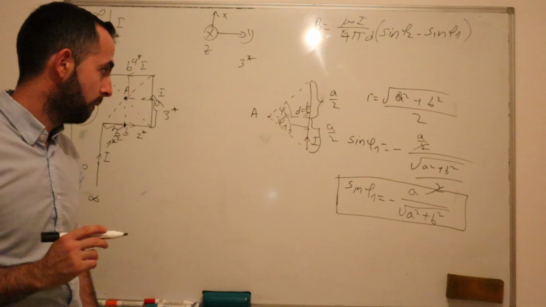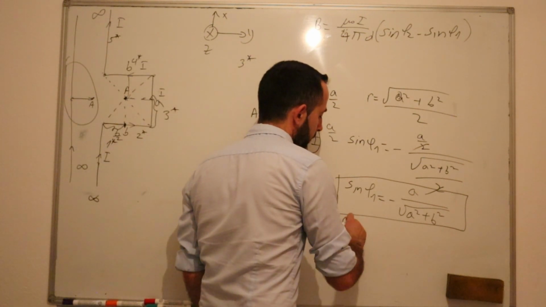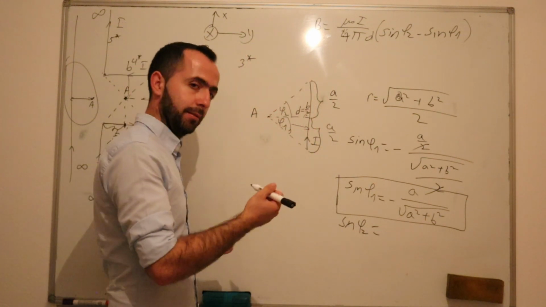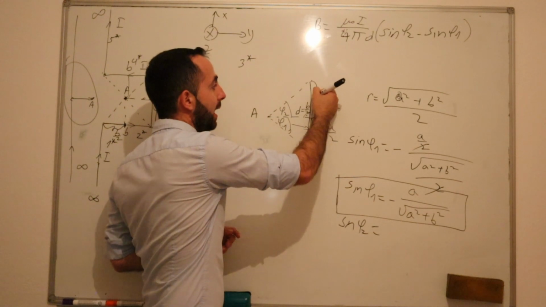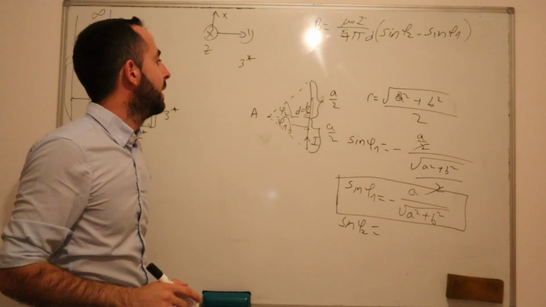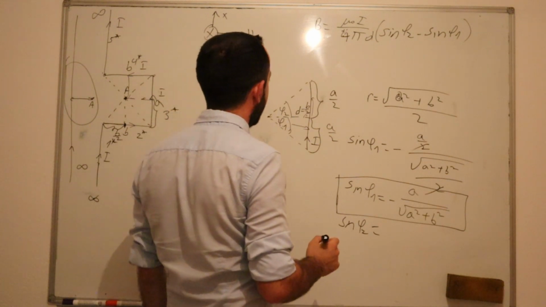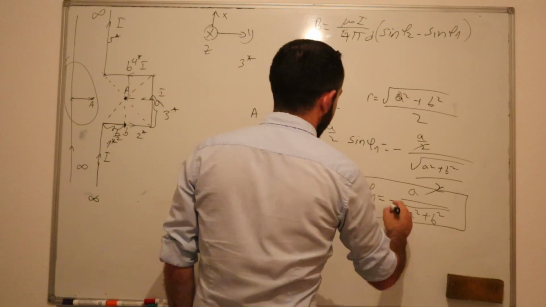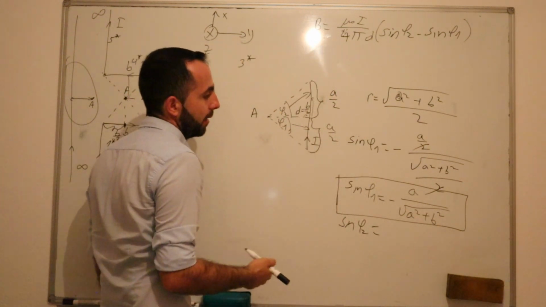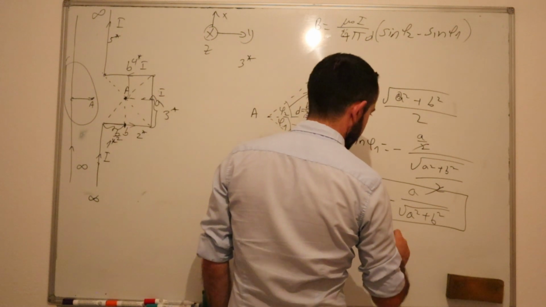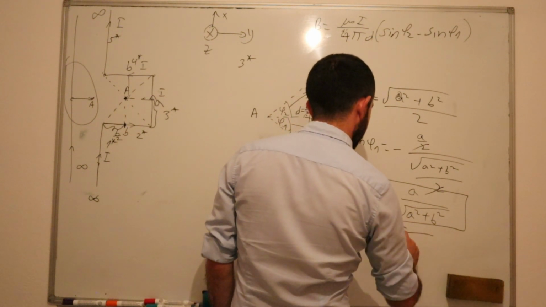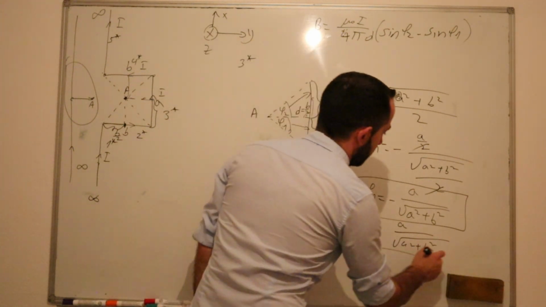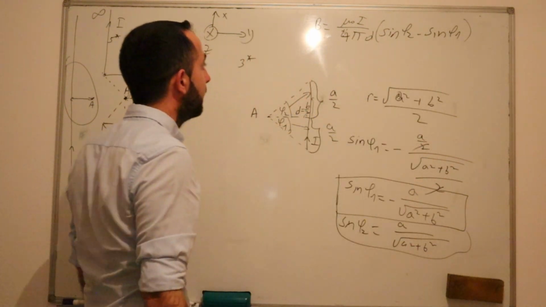Now sine phi2, this is the second angle. Let's see if it is positive or negative. The current comes out from this normal, so it is a positive angle, and its opposite side is a and a half divided by the hypotenuse, which means both angles have the same magnitude. This minus and this minus will give us a plus.